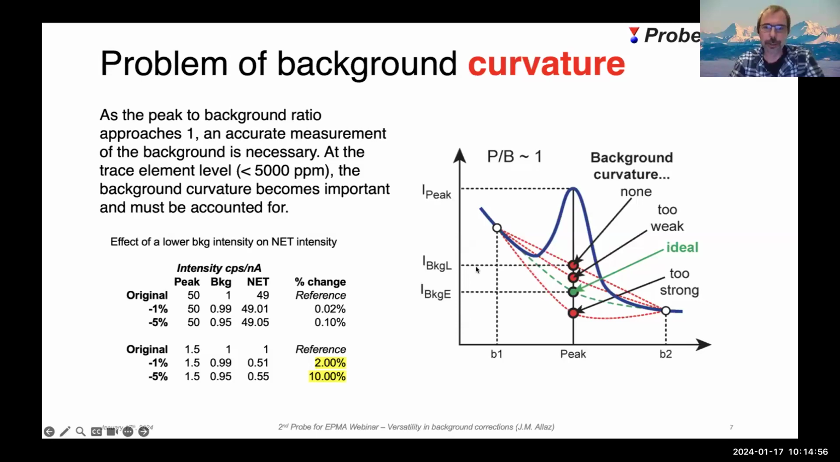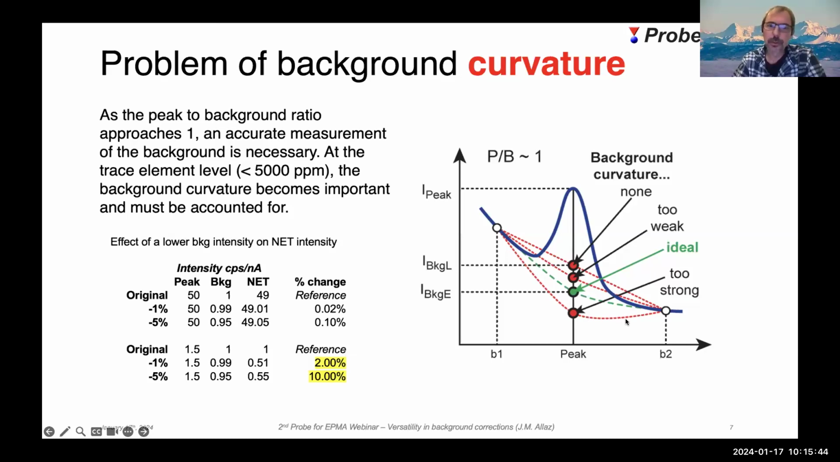Now, the problems of the background curvature. With trace elements, you need to very, very carefully place your backgrounds and determine your backgrounds, and you must constrain this curvature. As an example, similar to the former examples that I showed you, if we have a high peak to background ratio, no problems, you will not affect so much your total net counts. But if you have a peak to background ratio that approaches 1, like for instance, a raw peak intensity of 1.5 counts per second versus a background of 1, then if you have a change of even just 1% on your background's accuracy, you'll have a 2% inaccuracy error on your measurements. So it becomes very, very important to constrain this curvature.